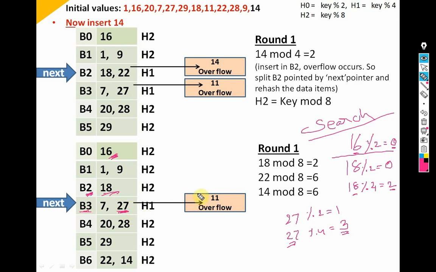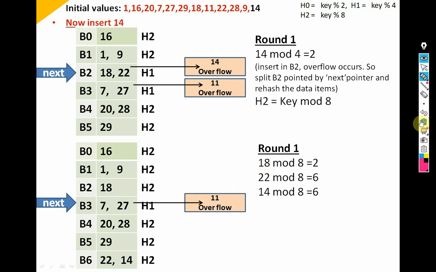Faster searching: first you perform mod 2. If not found, you perform mod 4. If not found, you go with mod 8. Definitely the value will be available. If it is not available in this case, that implies the value does not exist. That is the beauty of these hash functions.